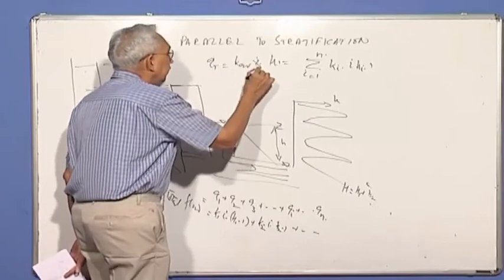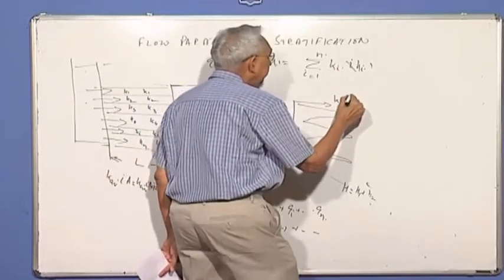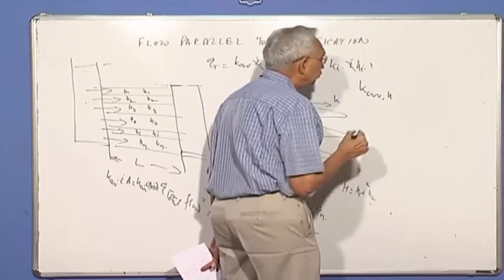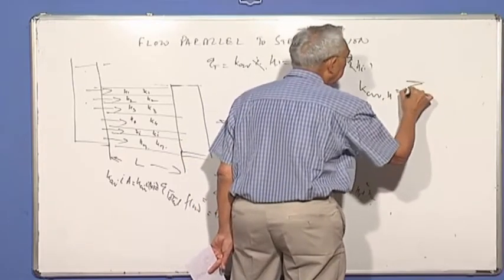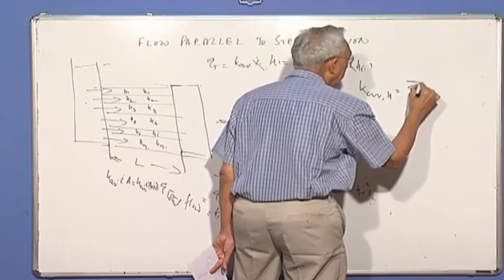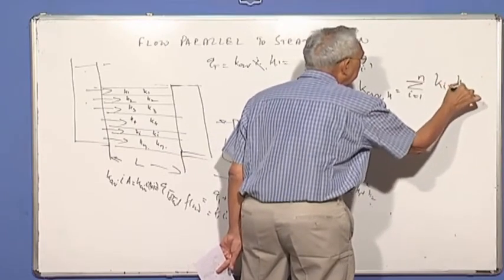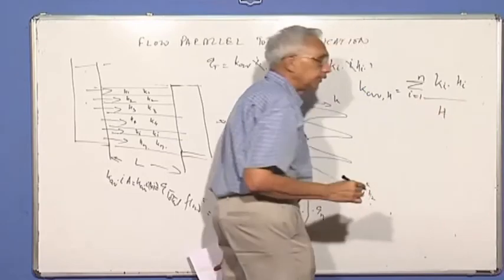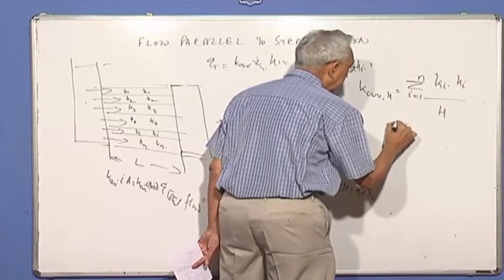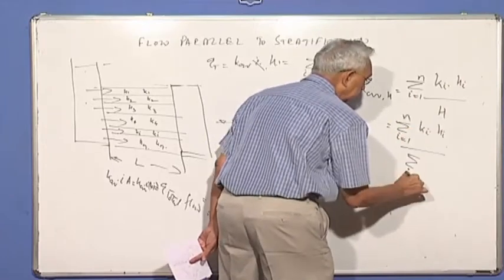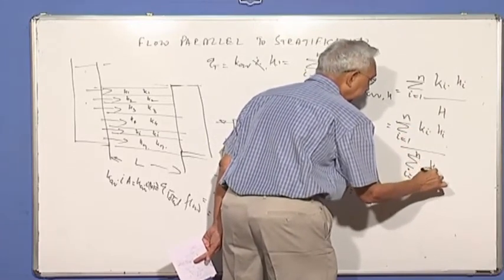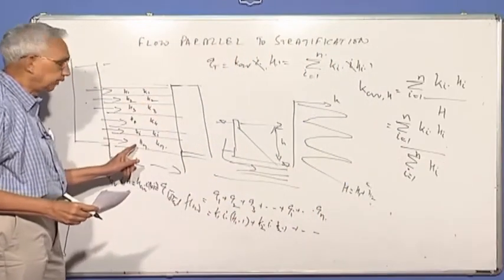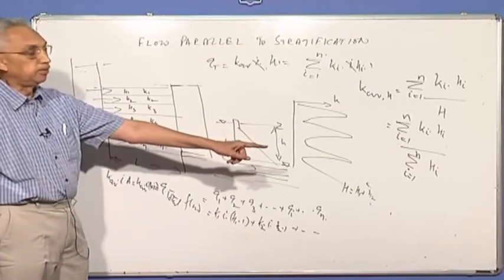If I can cancel I, you can easily derive K average for the horizontal flow along the stratification is equal to the sum of Ki into Hi divided by the total thickness, which if you want you can also write as a summation, sigma I going from 1 to N, Hi. What is the total thickness? H1 plus H2 plus H3 up to Hn. So that's what the denominator is.